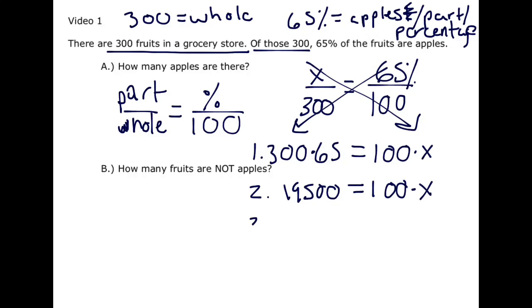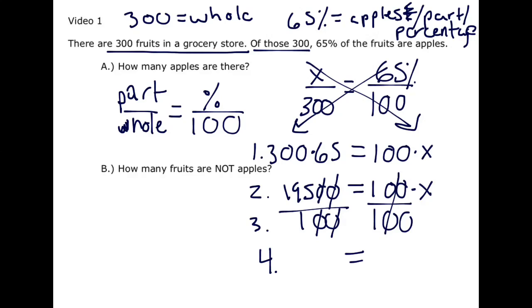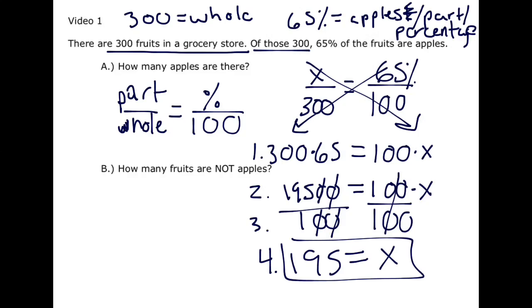Step 3, I'm going to divide both sides by the number in front of the variable. 100 divided by 100 cancels out. And 19,500 divided by 100, if I take away 2 zeros from the top and the bottom, I'm going to just divide 195 by 1. So 195 divided by 1 is 195. Excuse me, so my answer is 195.